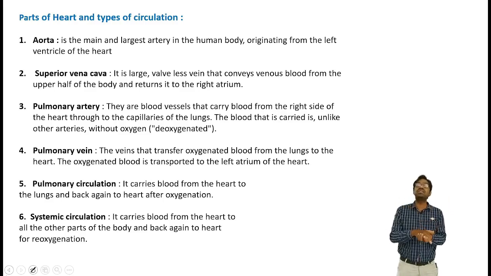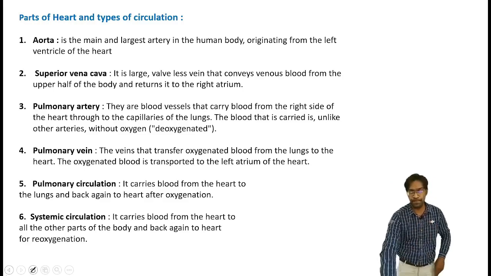It will move towards the arteries, then arterioles, capillaries, then gaseous exchange takes place, and again this deoxygenated blood will move through venules, veins, and back to the vena cavas and directly to the heart. This is what is called systemic circulation.